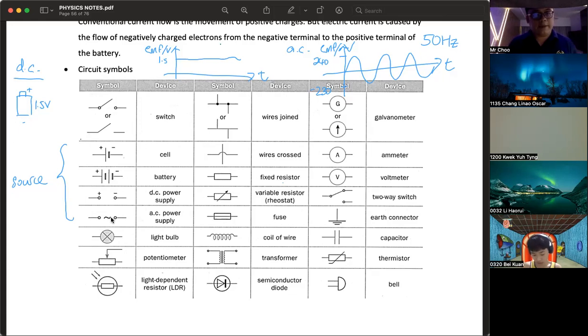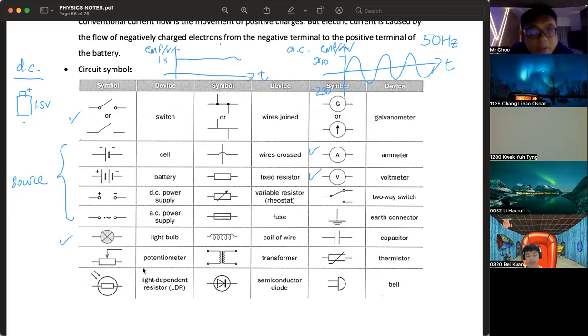Okay, next. Next thing, light bulb. I'm sure you learned this in primary school, so I will not go through the light bulb. Potentiometer is similar to a voltmeter. I've gone through these two before, ammeter and voltmeter. So potentiometer, let me see. Yes, potentiometer is similar to a resistor. I'll talk about it next time.